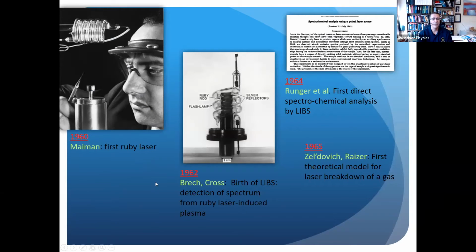I did not invent this technique, far from it. Doing a little historical context, in 1960, Maiman invented the first ruby laser. About 2 years later, some researchers used that ruby laser to shoot into a target and detect a spectrum from a plasma they formed with the ruby laser. So this is about 60 years ago. 2 years later, people basically invented LIBS. Again, not my idea. I'm not claiming it's my idea. You're going to see people all over the world do this technique. And then in 64, they did the first direct analysis. In 65, they already started to develop theoretical physics models for the breakdown of a gas. So it's been around for about 60 years for sure.